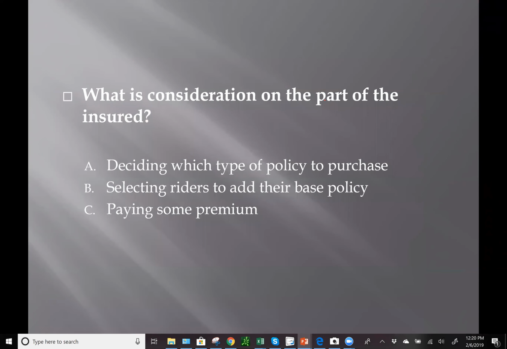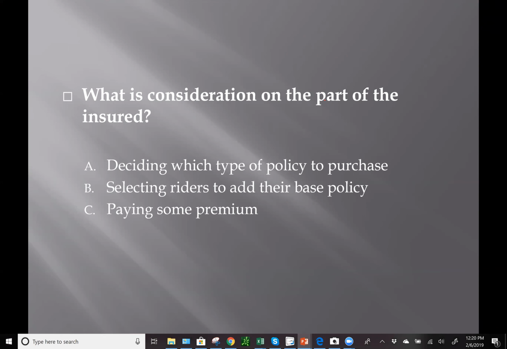All right, so let's first go ahead and start with a test question for you. The question is, what is consideration on the part of the insured? And I have three answers for you here, A, B, or C. So you just need to pick which answer do you think it is. Okay, so you should have your answer by now.